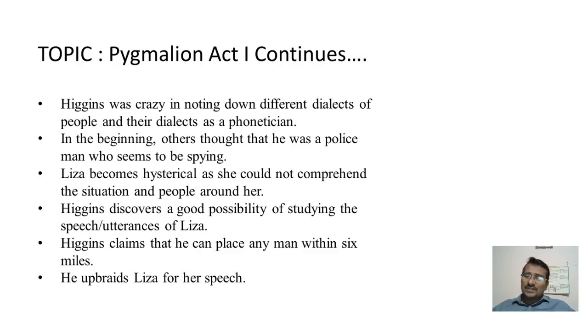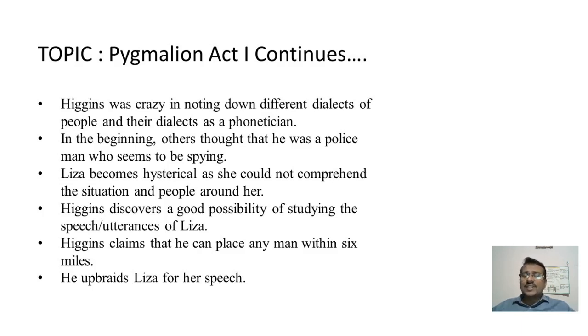Mr. Higgins discovers a good possibility of studying the speech and utterances of Eliza. Mr. Higgins wanted such unusual utterances or ways of speaking of people. So he got a person, in fact, to study the speech sound or a different style of speaking. It may be slang or dialect, whatever we can call it, spoken by Eliza, a flower seller.